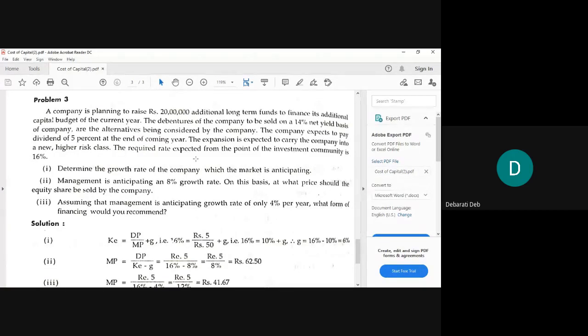I think some information is missing here. Market price, they have taken 50. Can anyone figure out how this is 5 and how this is 50? Can anyone figure it out?